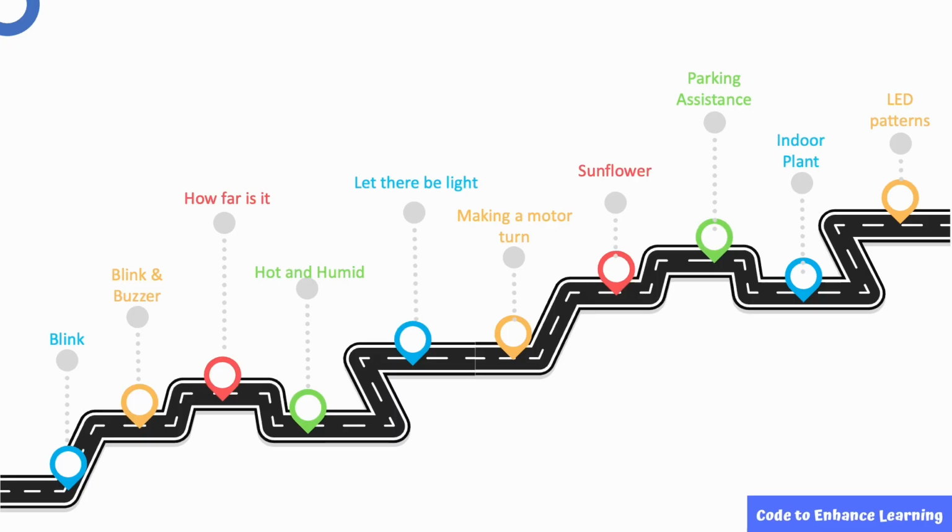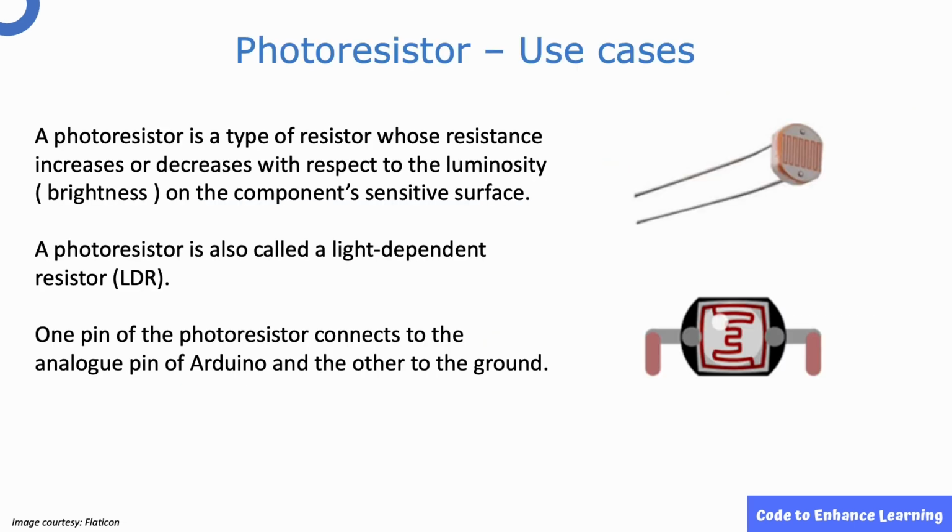Welcome to the 5th episode of the series Let There Be Light. In this episode, we are going to measure light intensity using a photoresistor. A photoresistor or photocell is a type of resistor whose resistance increases or decreases with respect to the luminosity, brightness on the component's sensitive surface. A photoresistor is also called a light-dependent resistor, abbreviated as LDR.